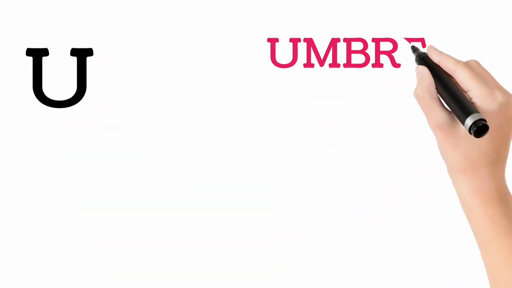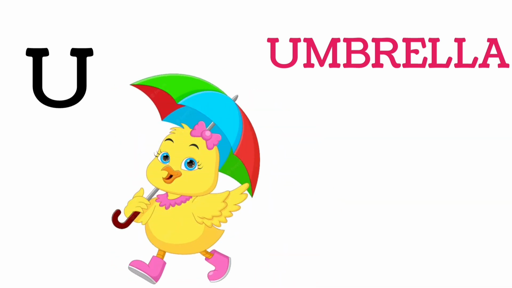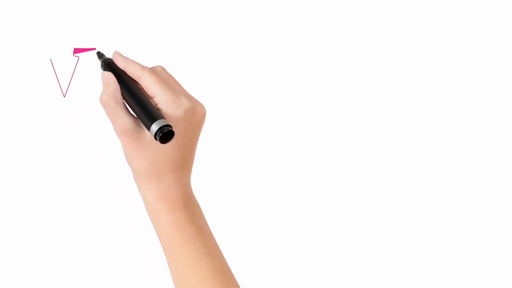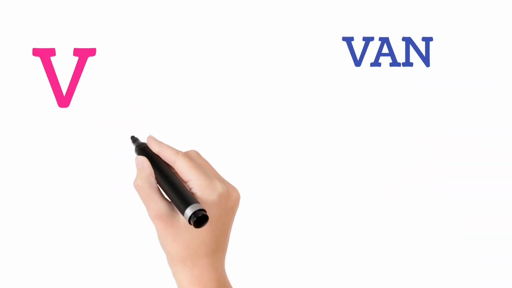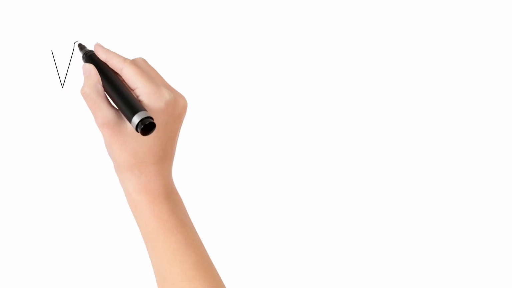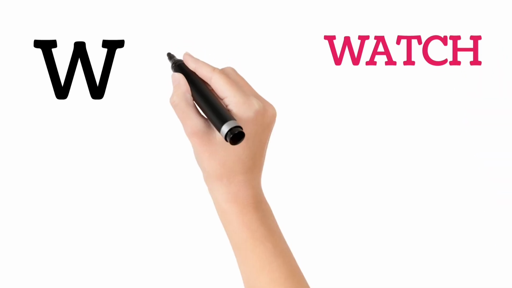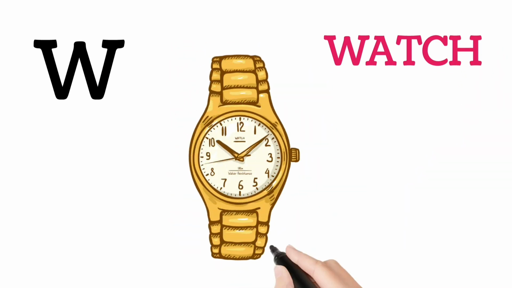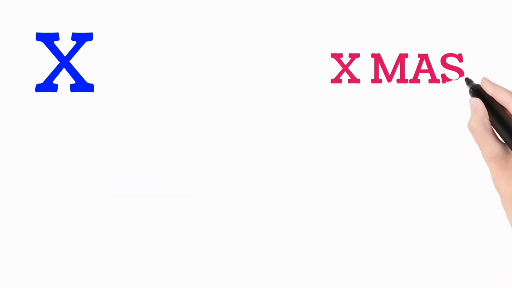U for umbrella. V for van. W for watch. X for X mask.